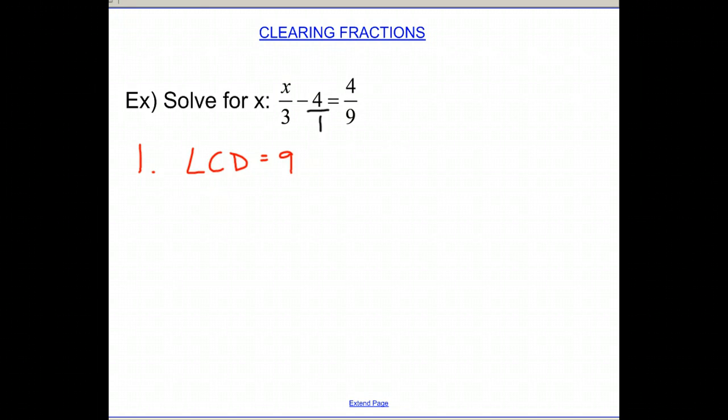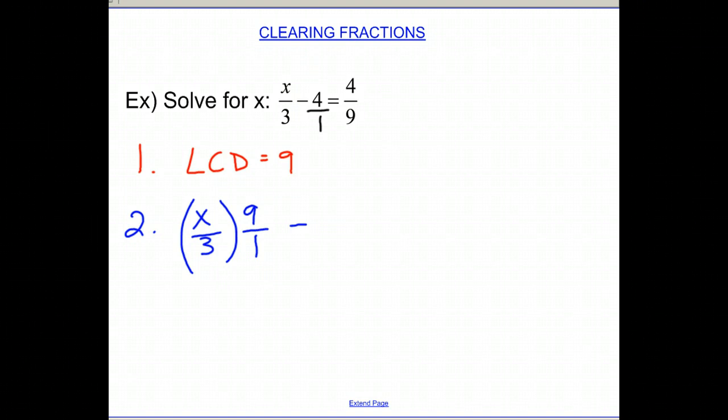And if you remember from the previous slide, my second step here is going to be multiply every single term by that LCD. So if I'm on step 2, I'm going to multiply every term by the LCD. So x over 3 is a term. I multiply it by 9. And I'm going to do 9 over 1.